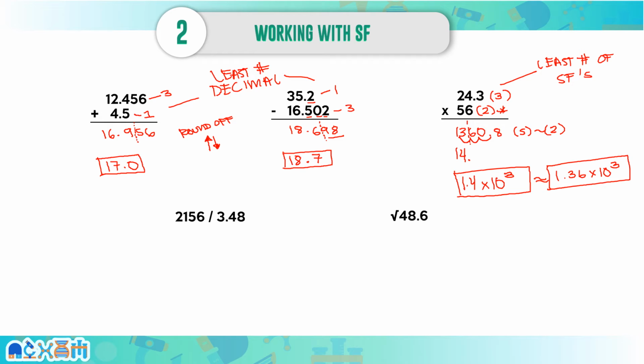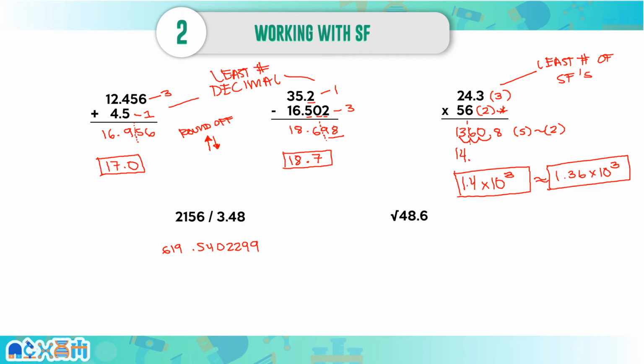Next one is we try to divide 2156 divided by 3.48. You plug that in your calculator. You're going to have an answer of 619.5402299. Now, it doesn't mean that because the calculator gave you so many numbers, that is already your final answer or your significant figures.